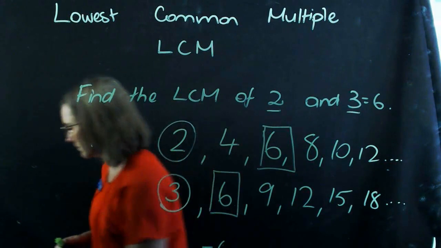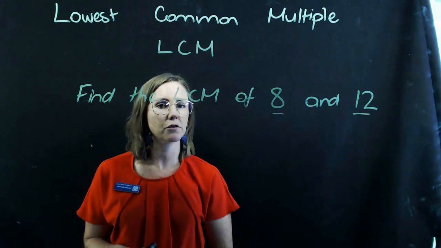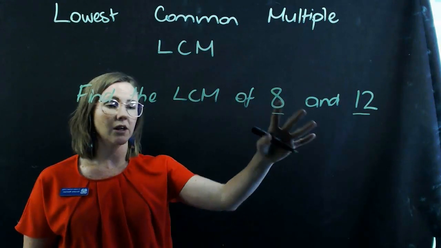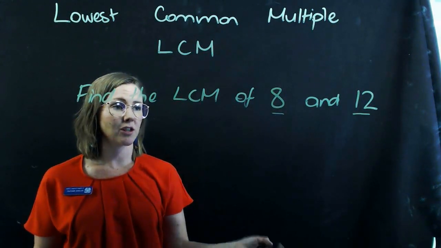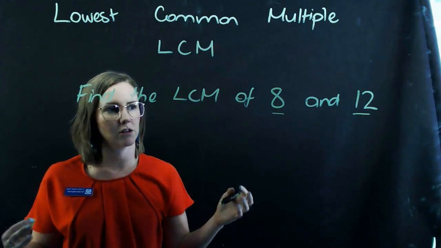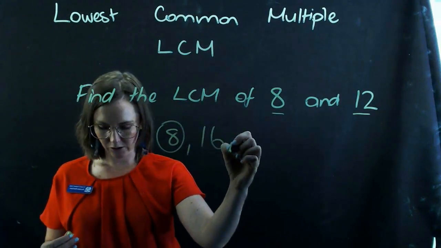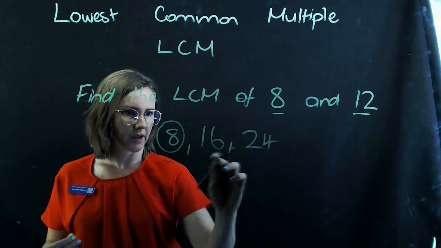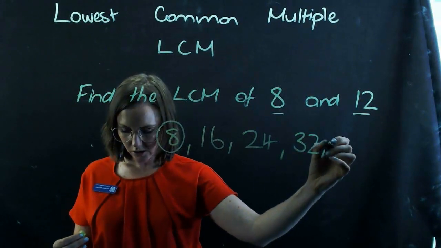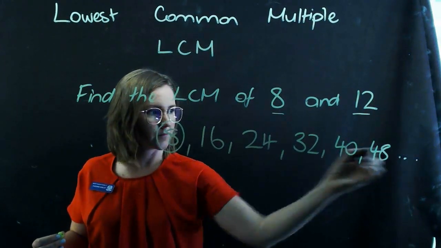Alright, let's do another example. I've got two new numbers up here. We've got 8 and 12. So the same process applies. You need to write the beginning of a list of multiples for each number and then compare which number appears in both as a multiple and is also the lowest one, or the first one you could also say. So for 8, we've got 8 times 1 is 8, and then we go on. 8 times 2 is 16, 8 times 3 is 24, 8 times 4 is 32, 8 times 5 is 40, on and on.